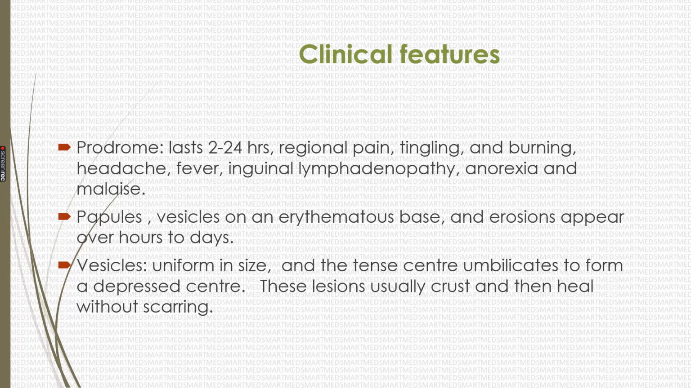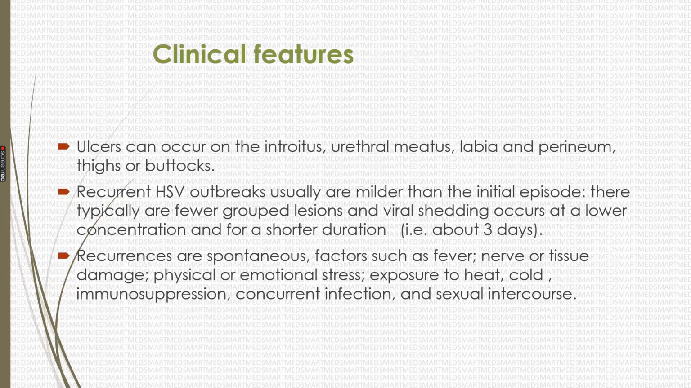Papules, vesicles, an erythematous base and erosions appear over hours to days. Vesicles are uniform in size, and the center umbilicates to form a depressed center. These lesions usually rupture and then heal without scarring. Clinical features, we continue. Ulcers can occur at the introitus, urethral meatus, labia, perineum, thighs, or the buttocks. Recurrent HSV outbreaks usually are milder than the initial episode.